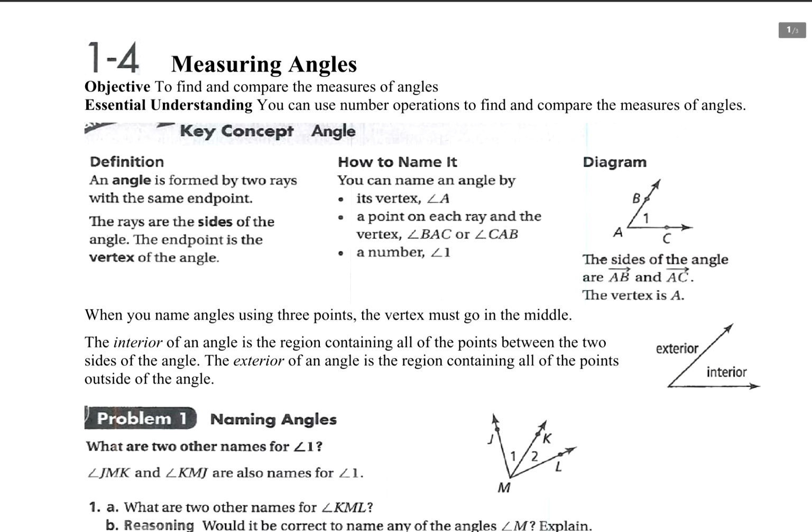1.4, Measuring Angles. Our objective in this lesson is to look at the measures of angles. First vocabulary word here. This is a definition of an angle. An angle is formed by two rays with the same endpoint. Okay, so we have an endpoint here, and then we have the two rays that come off of that endpoint. And we know that rays extend forever on to infinity.